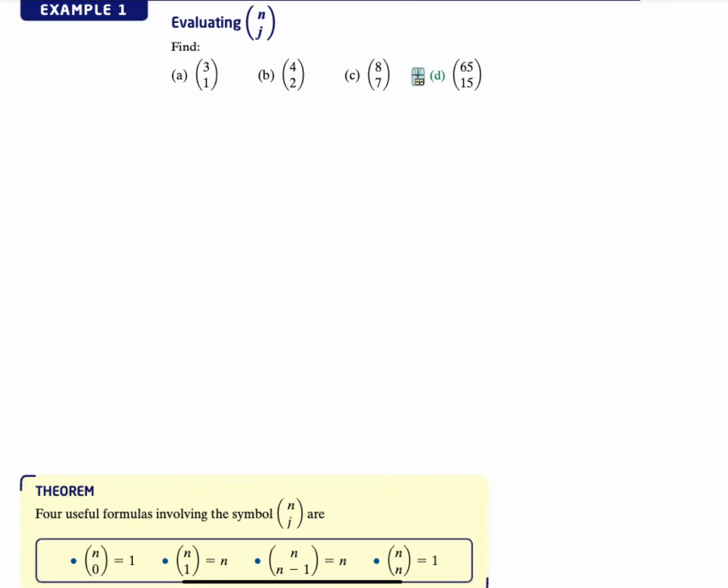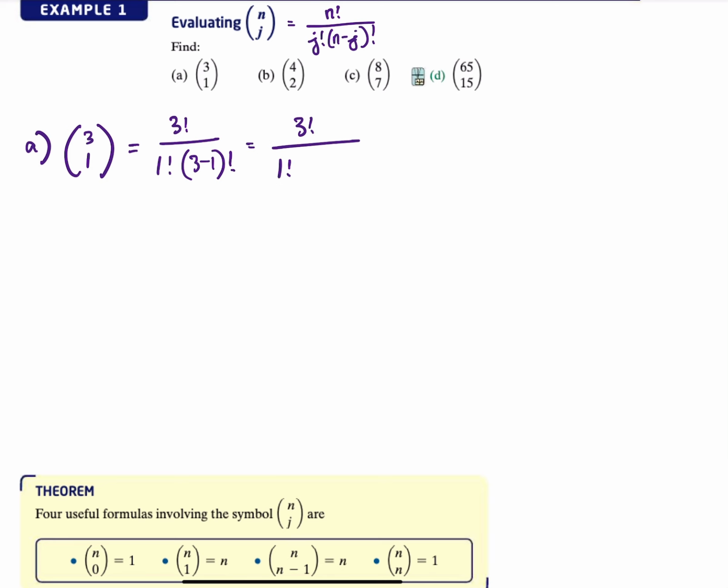So we'll start with part A, 3 choose 1. And I'll write out the formula here. n factorial over j factorial times n minus j factorial. So this should be equal to 3 factorial over 1 factorial times 3 minus 1 factorial. I'll write it out first, 3 minus 1. So that would be 3 factorial over 1 factorial times 2 factorial.